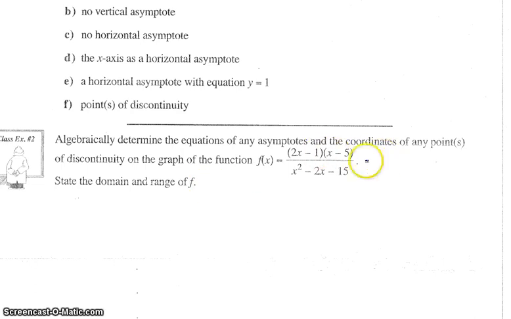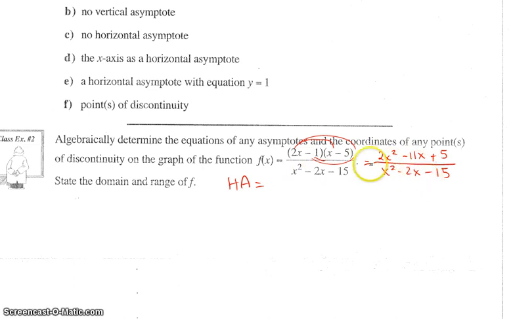Okay, so to do horizontal asymptotes, we should probably expand this first. So we would have 2x squared outside, negative 10x, inside negative 1x, so negative 11x, and then plus 5, all over top of x squared minus 2x minus 15. So to do horizontal asymptotes, we want to use the expanded form of this. For vertical and point discontinuities, we want to use the factored form.